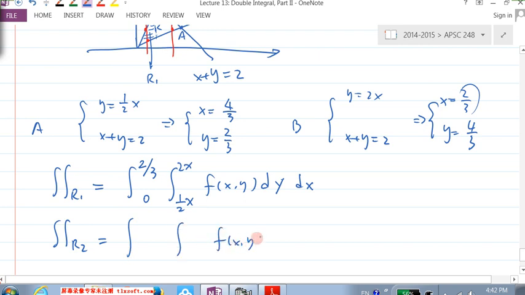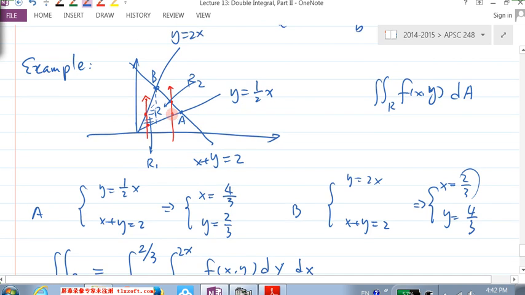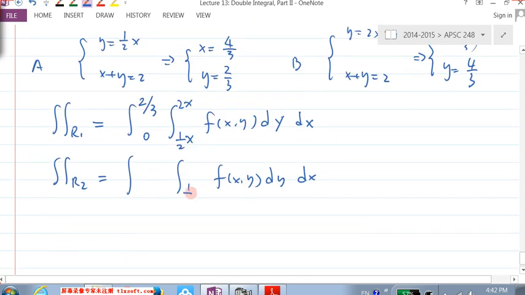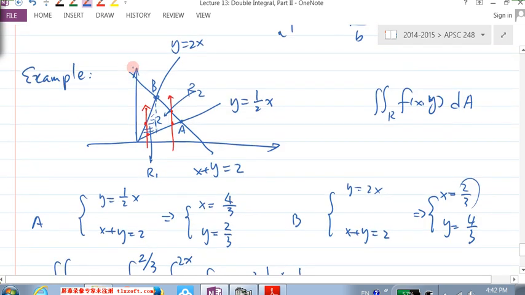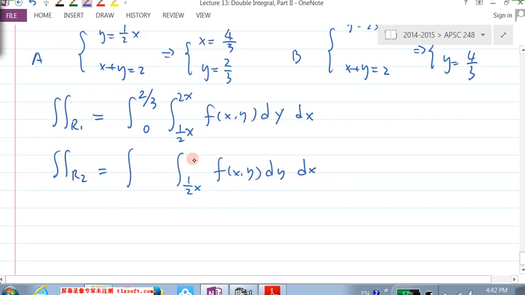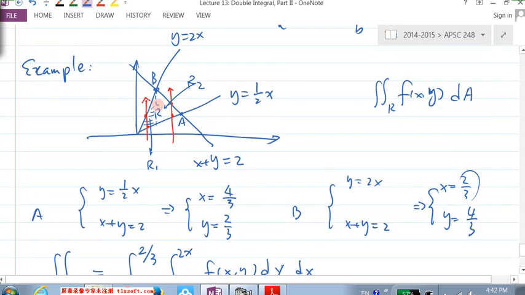Then the next one for R2. You can do the same thing now. Y min is the bottom line here, so 1/2 x, and y max is this line here, which is 2 minus x. For x min and x max, you sweep this line from this edge to here, from the x coordinate of B to the x coordinate of A, which is 2 over 3 to 4 over 3.